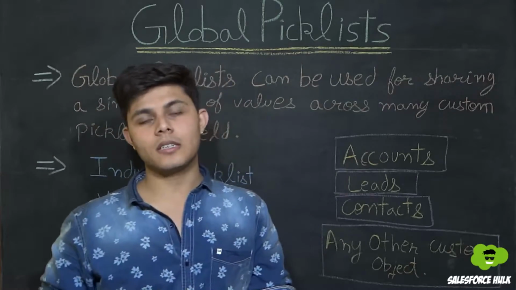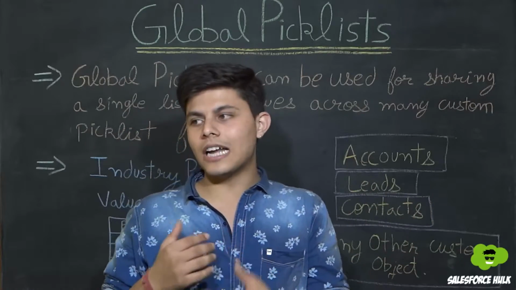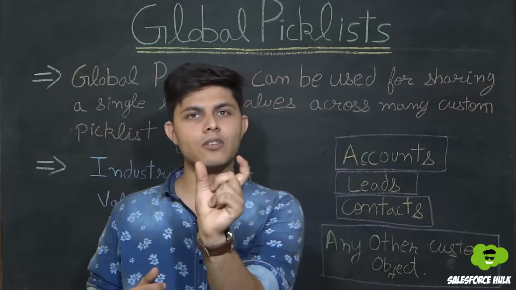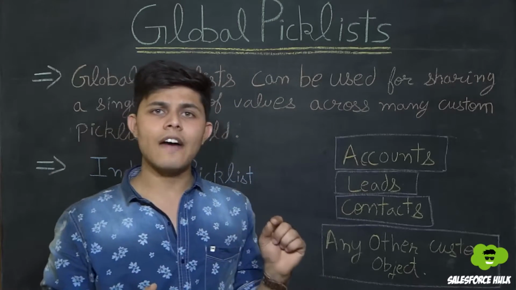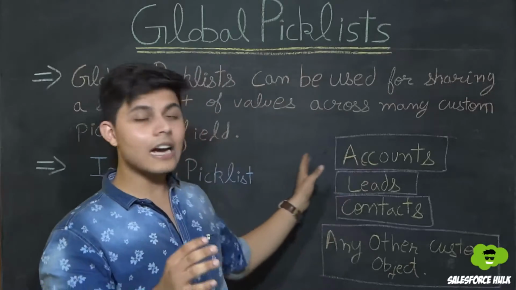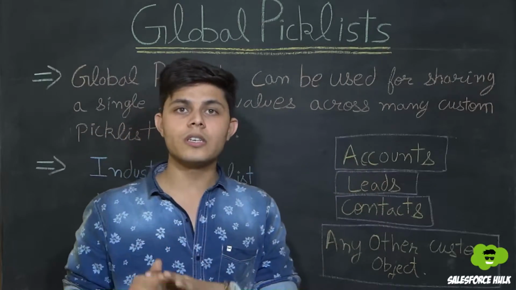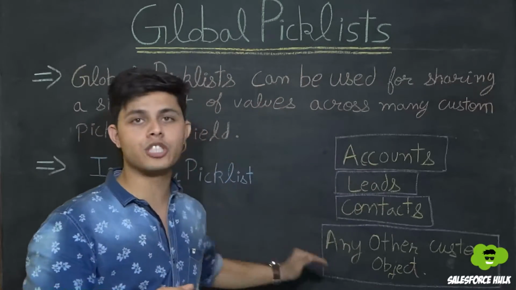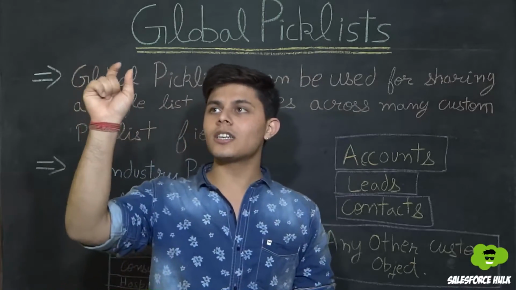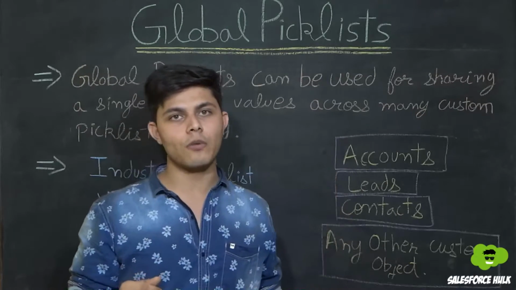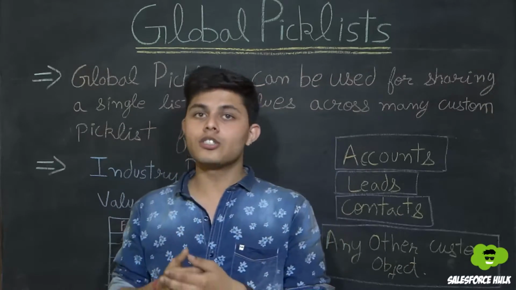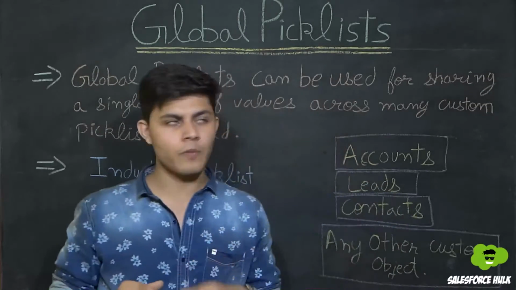But there's a problem in that approach. Whenever you want to change a particular value, or delete a particular value, you'll have to do it in every object. You cannot just change it at a single place and have it changed across all the different objects. But with global picklists, you can do that. And let me tell you how.